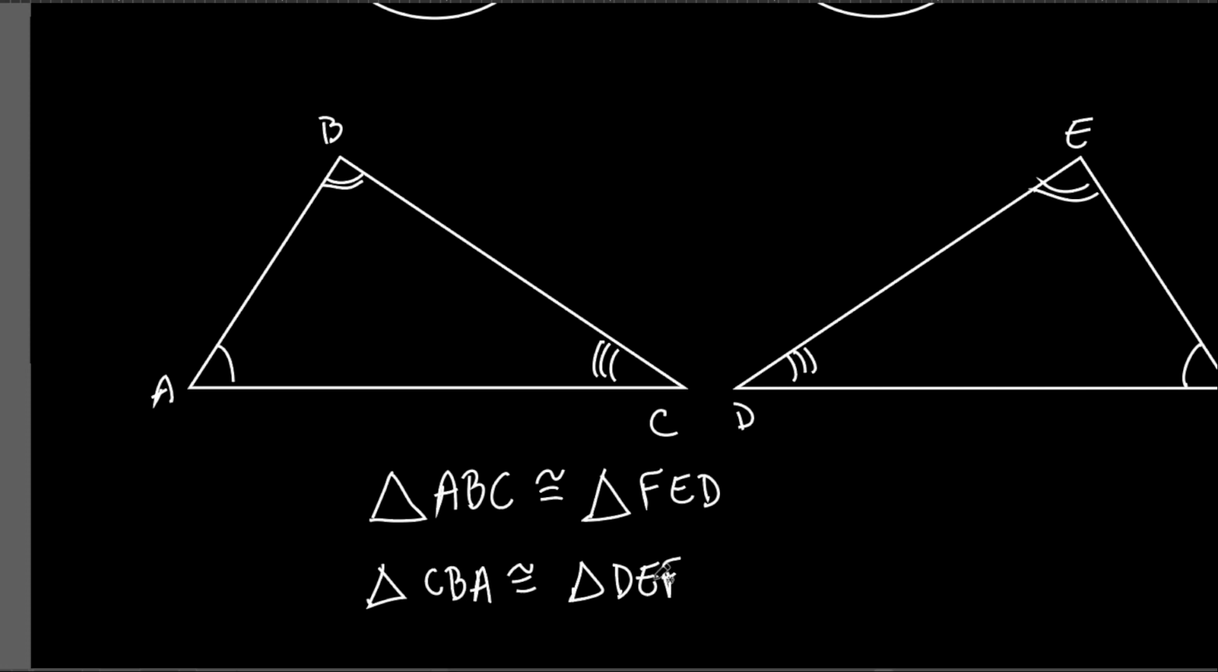Look, the B and the E are in the same place. See, that has 2 arcs, that has 2 arcs. So the B and the E have to both be in the middle. And then the A is the one with 1 arc, and the F is the one with 1 arc, so the A and the F have to be together.